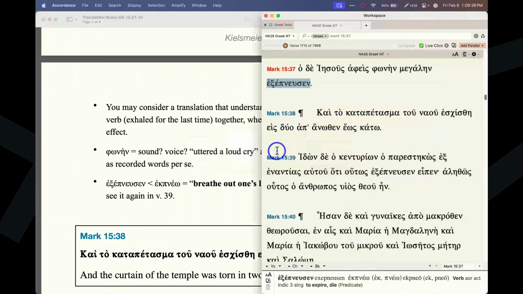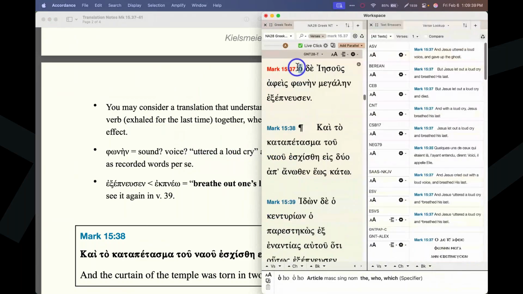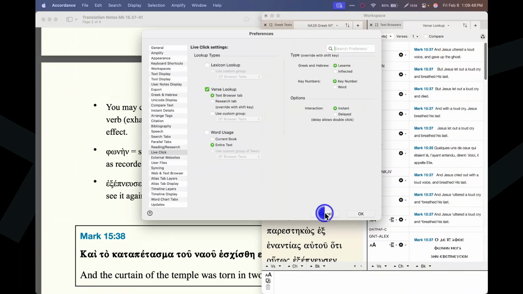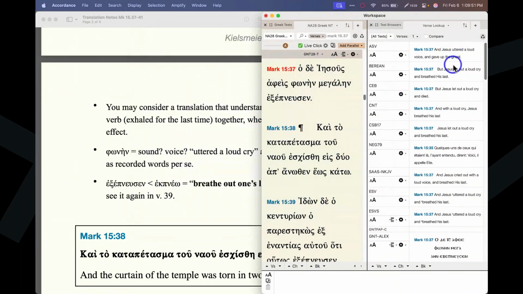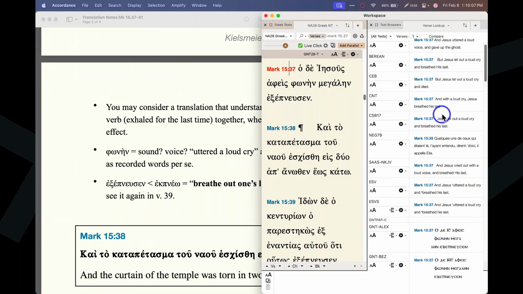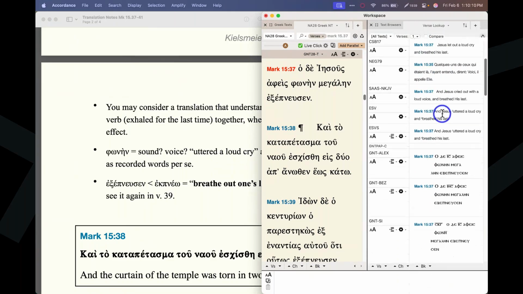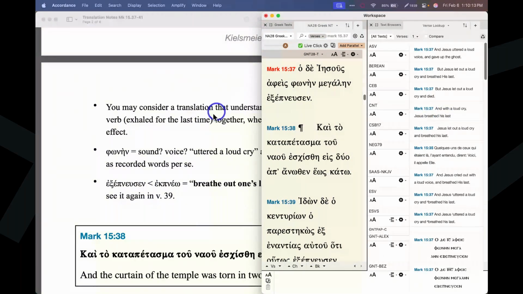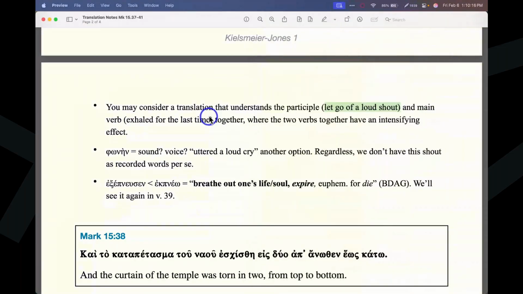I would also take an opportunity to look at what other verses have here. I just selected live click and made sure that I had my verse lookup selected. So we've got uttered a loud voice, let out a loud cry. That's good. I think that does a good job of bringing over that nuance of letting go. So he let out a loud cry. Maybe that's the way to go. Even here, though, we have just one verb: with a loud cry, Jesus breathed his last. So it can always be worth looking at different translations and see how they do it. But there is something, I think, to decide there how you want to render that.